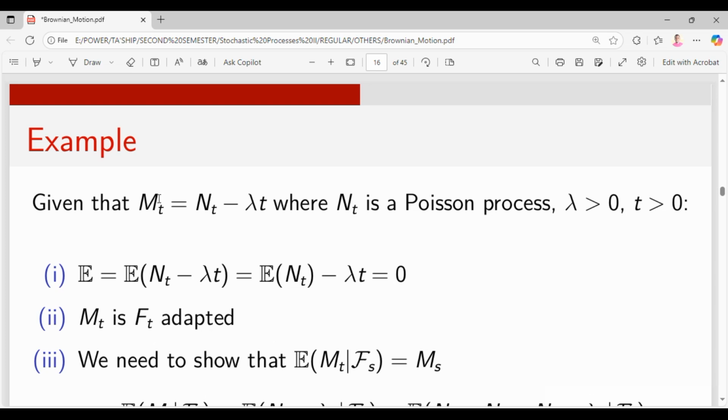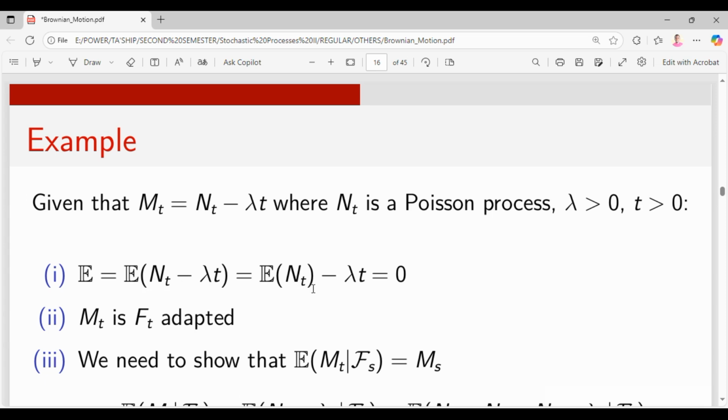We have a process Mt equal to Nt minus lambda t, where Nt is a Poisson process, like I said. So we want to confirm if this is a martingale, so we take the expected value and see. Every process is adapted to its natural filtration, so we normally don't check for adaptedness, but we check the expectation and then the martingale condition, this last condition. So, the expected value of Nt, we can strike through, since expectation is a linear operator.